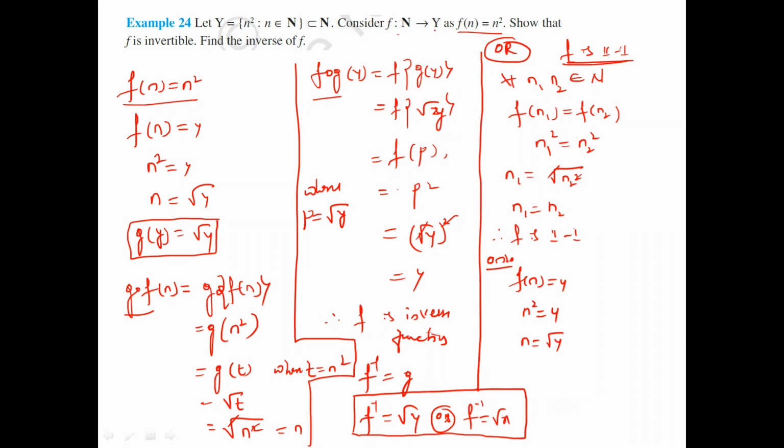Why? Because what is the codomain? Codomain is y. y means n square, which is a natural number only. Is it right? So now you are not taking the negative value. Now I will consider again.